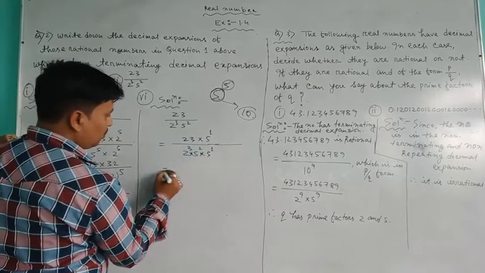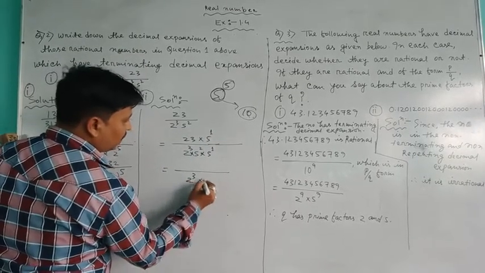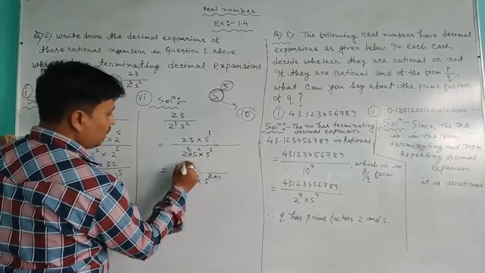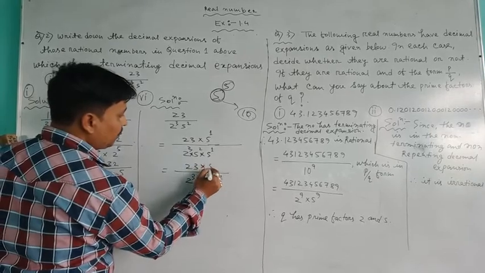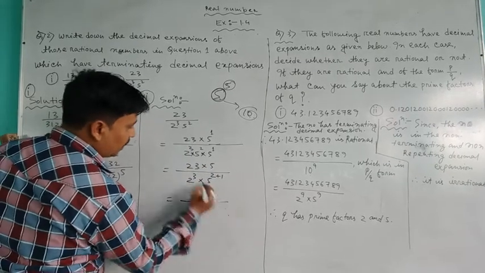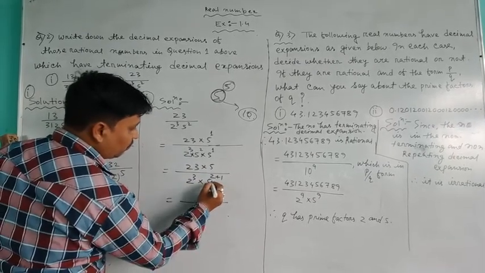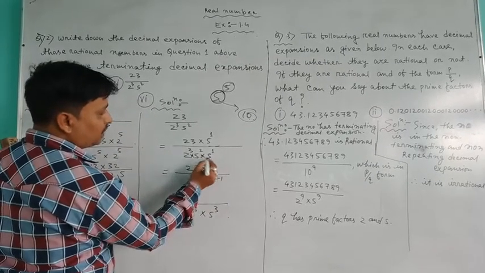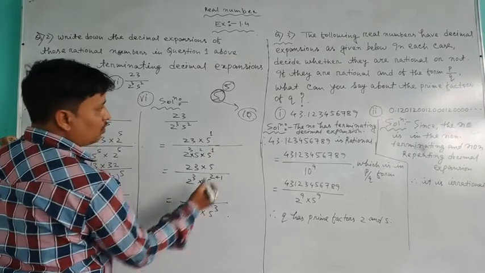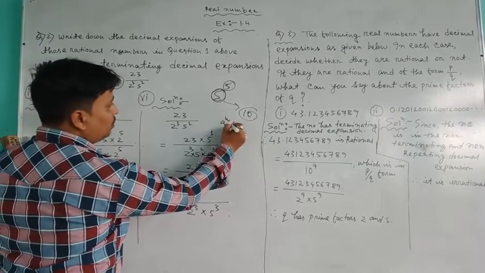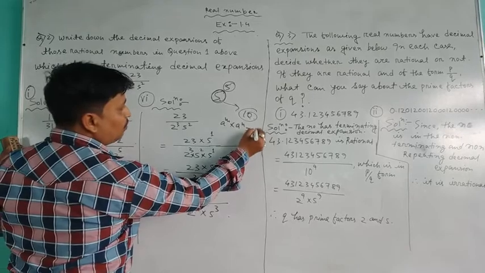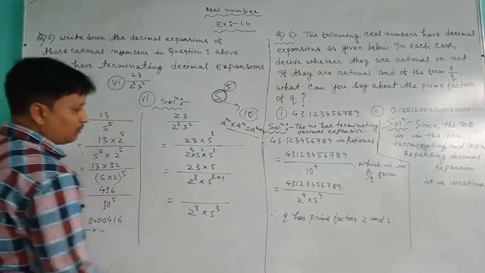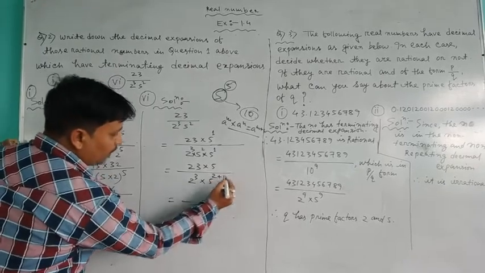So 2 to the power 3, and 5 to the power 2 plus 1. Then here you will get 23 into 5, then 2 to the power 3 into 5 to the power 2 plus 1 equals 3. These two bases are the same, so you have to add the powers. Laws of indices: a to the power m into a to the power n equals a to the power m plus n. This formula you have to use. So we are getting what?